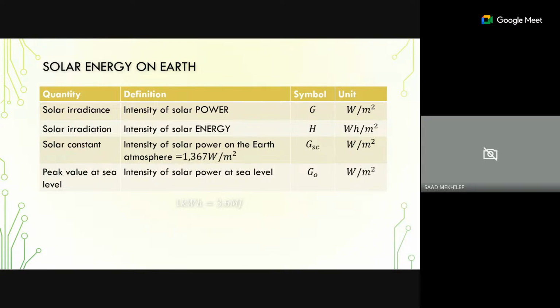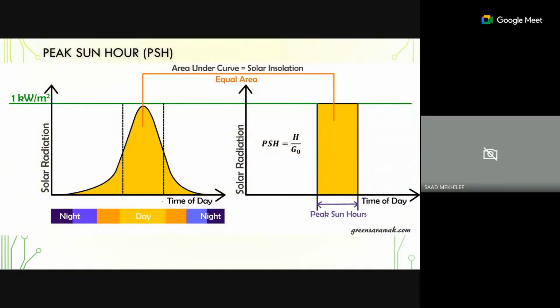I think many people confuse the difference between solar irradiance and solar irradiation. Solar irradiance is watt per meter square. Solar irradiation is watt hour per meter square. We use G and H, so be careful. Solar constant, usually we use it under the reference, which is around 1,367 watt per meter square, at the top of the atmosphere. And then we have the peak value, which we use watt per meter square to calculate. So these are some definitions which we use.